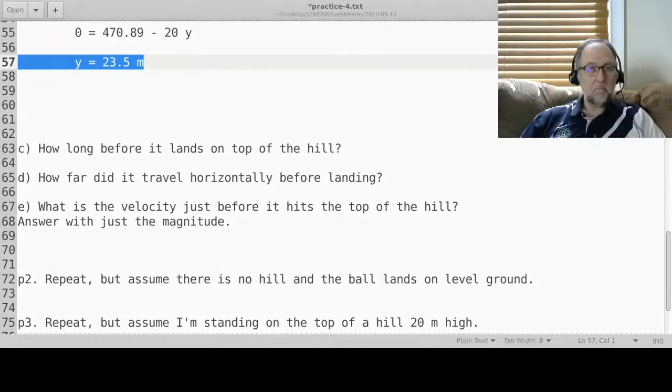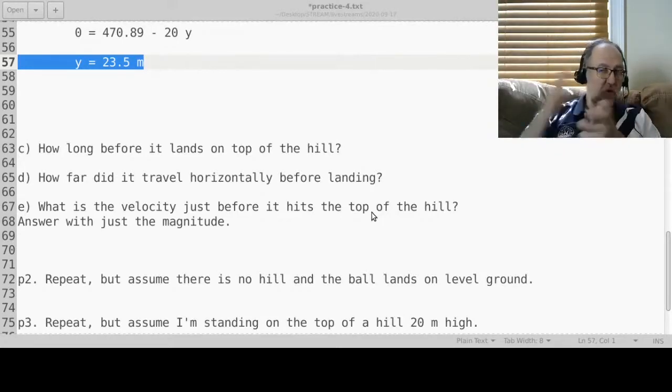The next three problems go together. How long before it lands on the top of the hill, how far did it travel horizontally before landing, and what's the velocity just before it lands? Now, I don't mean to be tricky, but it's a little bit tricky here. Whenever there's a change in either your initial or your final positions, you have to rethink everything. Not that you necessarily have to redraw the diagram, but you really need to rethink it.